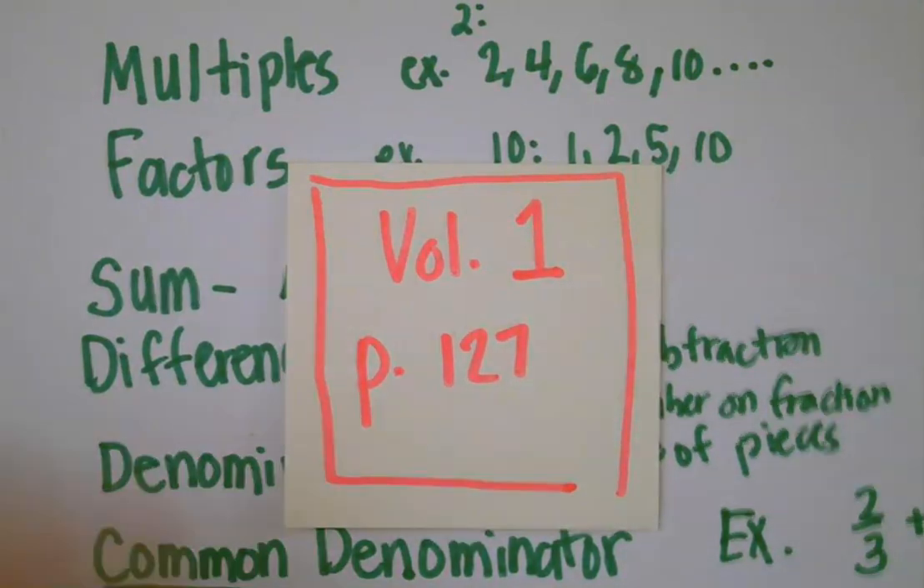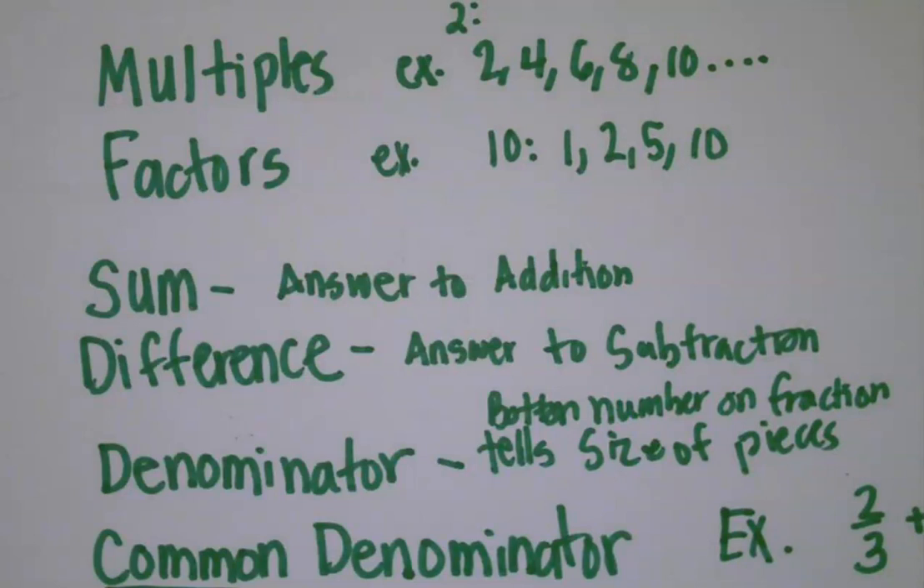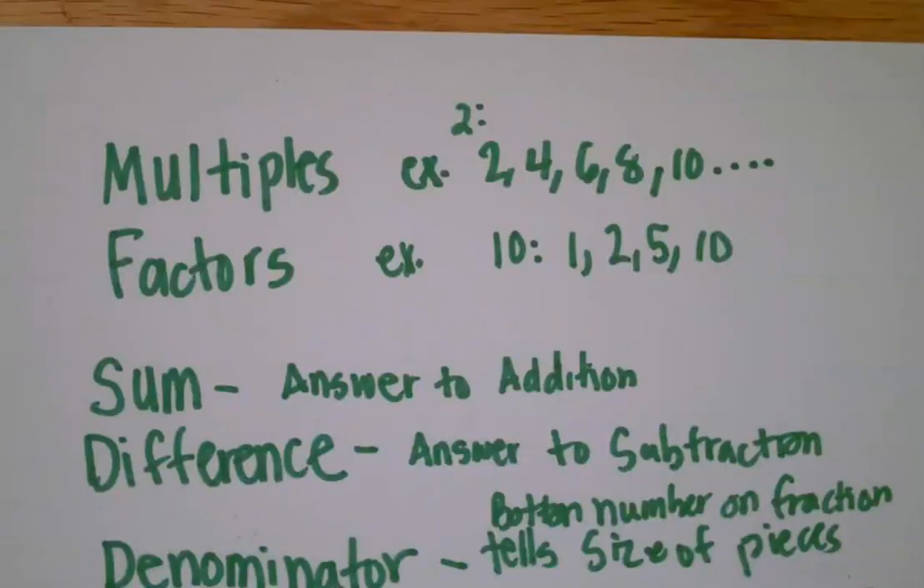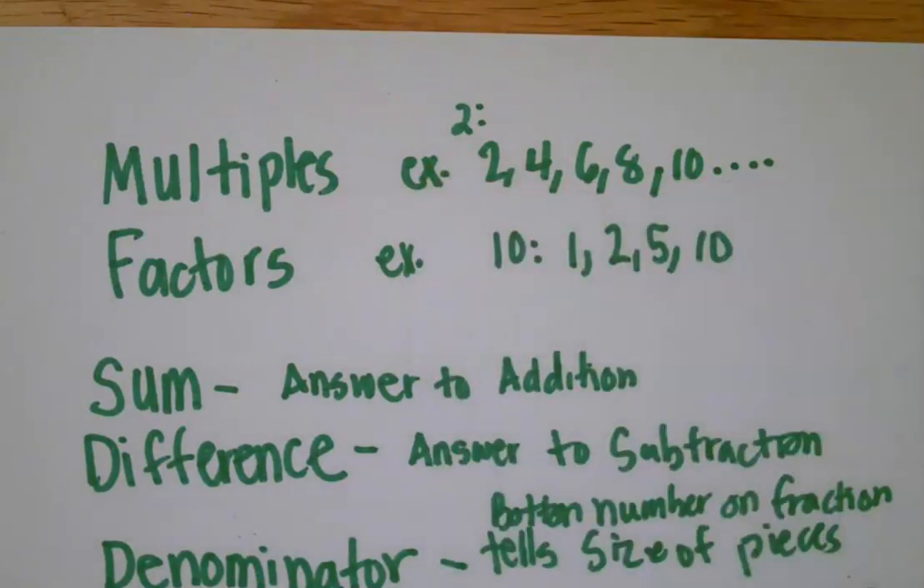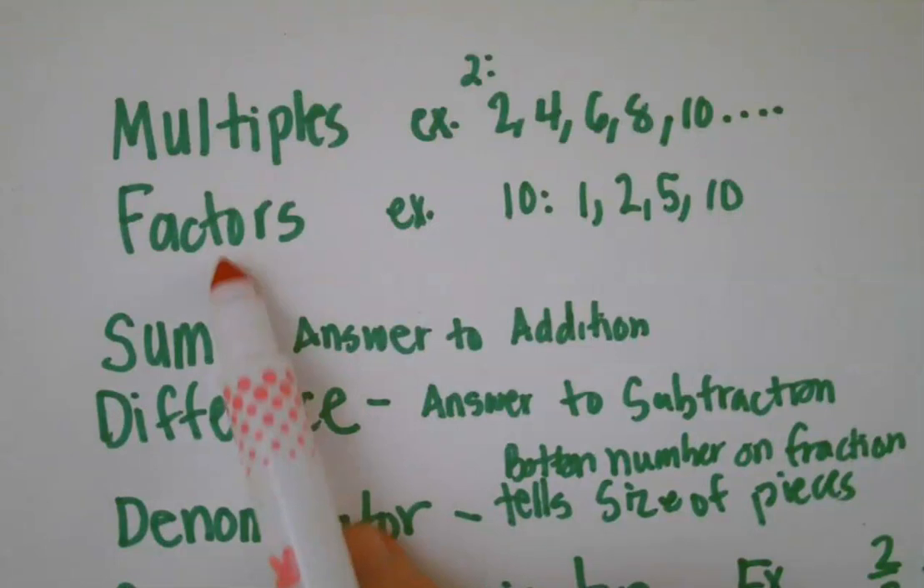All right, so we went over some vocabulary words in class today that we need to talk about. We discussed what a multiple is. Multiples are patterns that happen when you multiply numbers, and it's the number that you end up with. For example, multiples of 2 are 2, 4, 6, 8, 10, on and on and on. And we said that they are infinite. They go on forever.